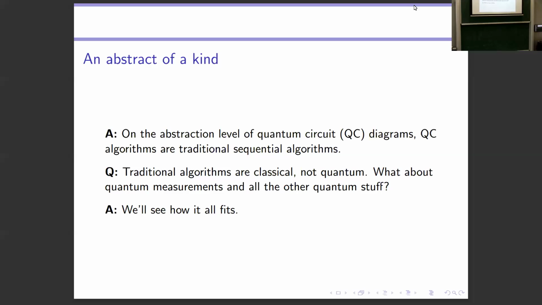Okay, so there are two authors here. So we say, speaking one at a time: on the abstraction level of quantum circuit diagrams, quantum circuit algorithms are just normal classical algorithms. And Quizani says, wait a second, they're classical, not quantum. If anything, not quantum, it's classical. So what do you do with measurements and all this? Okay, you'll see.